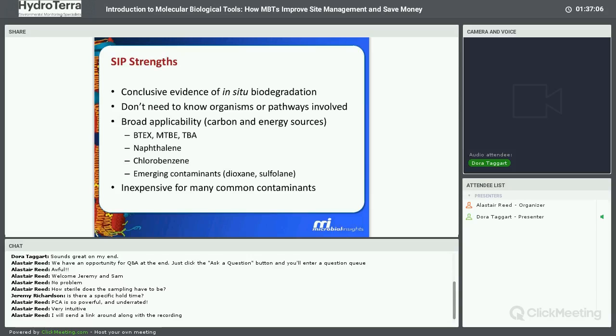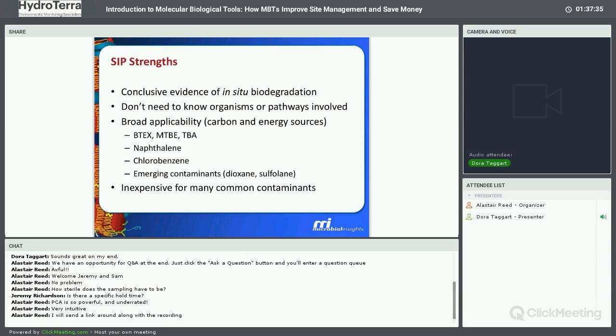So I think this is a very effective strategy. There's a lot of strength in doing stable isotope probing. Hopefully, as you saw from this example, it can give us conclusive evidence of biodegradation. With this type of technique, we don't have to know the organism or the pathway like we do with qPCR and Quantarray. We're looking at anything that incorporates that carbon into its biomass. And it's broadly applicable as long as it uses a carbon and energy source, we can do it.